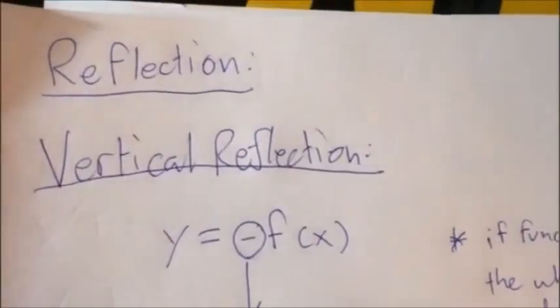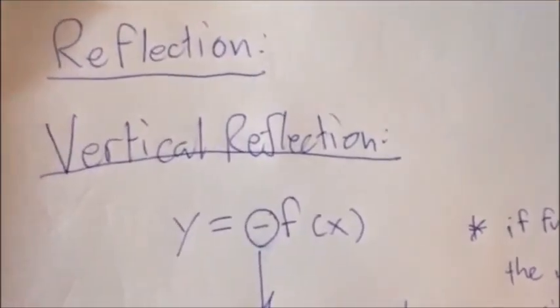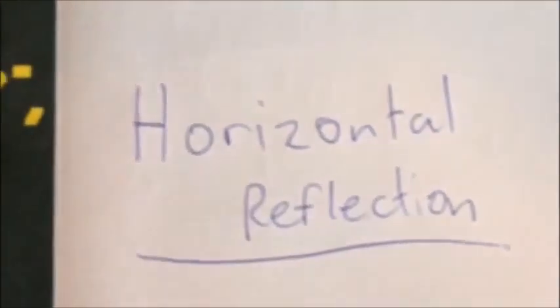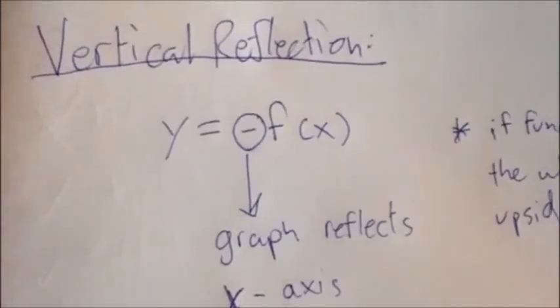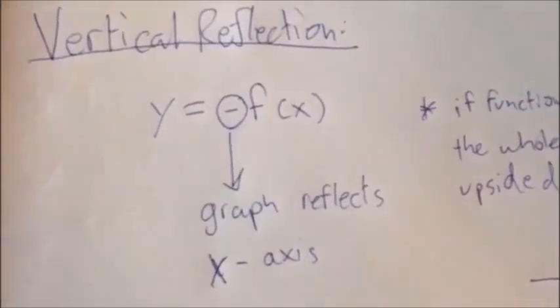Lastly, reflection. There are also two types of reflection: vertical reflection and horizontal reflection. Vertical reflection. An example of vertical reflection is y equals negative f of x.